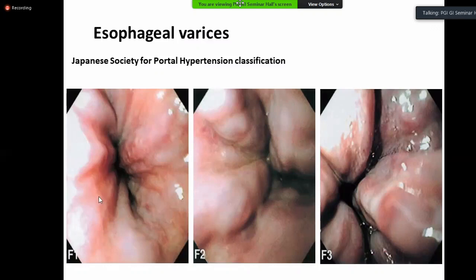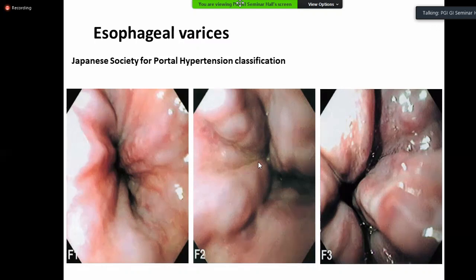So this particular classification, the Japanese society says that you describe the varices about the extent from the G junction, how long up into the esophagus are the varices present. Are they straight like this, or are they slightly beaded like this, or are they tortuous? And then the size. So small straight varices are F1.